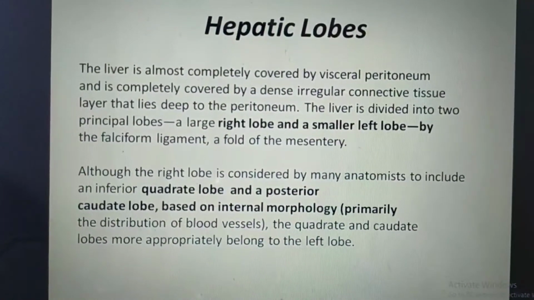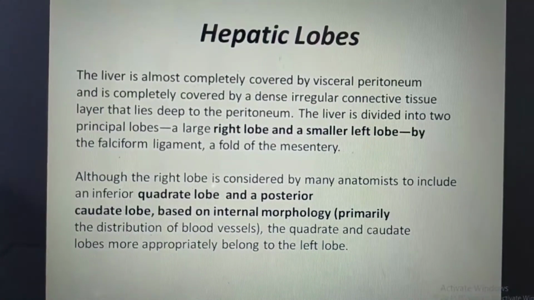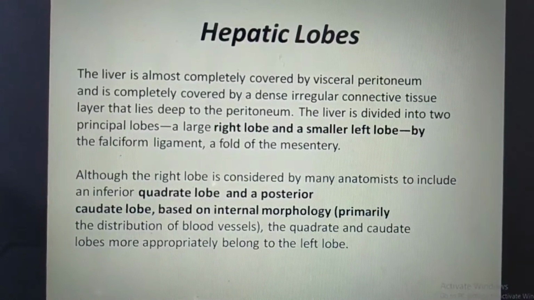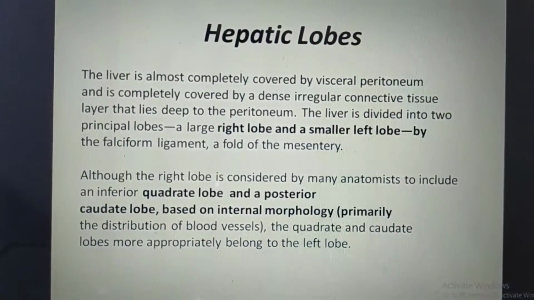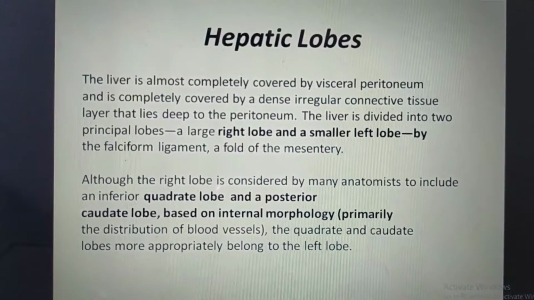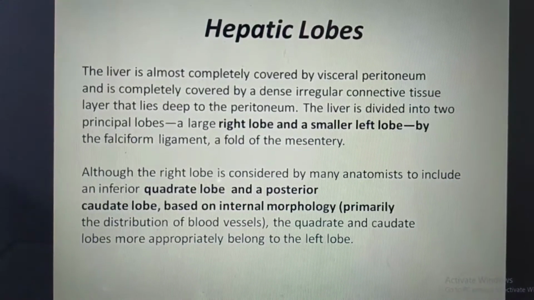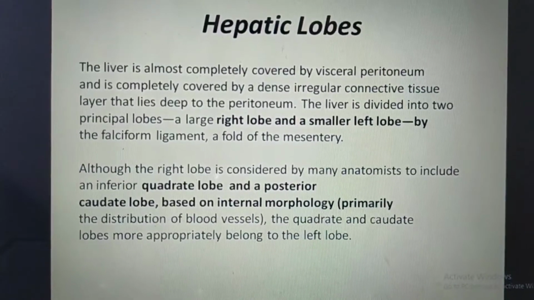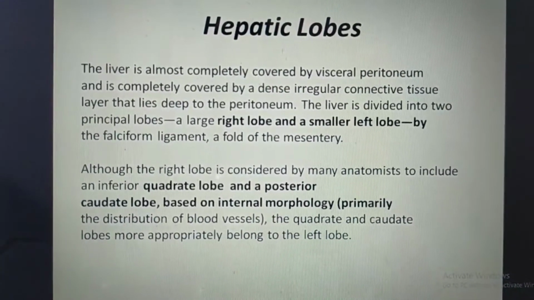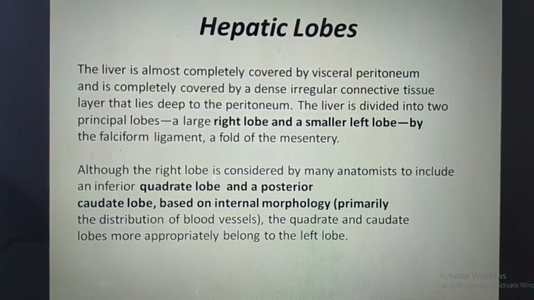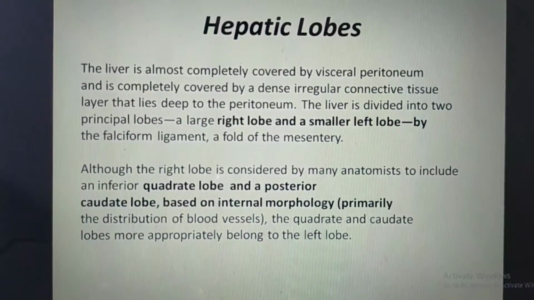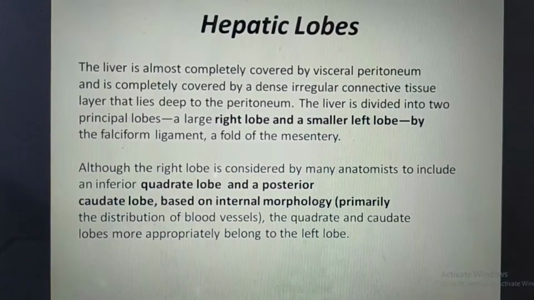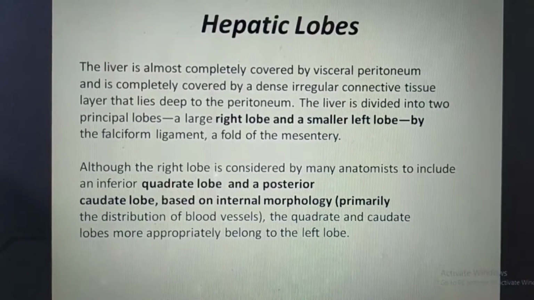Hepatic lobes. The liver is almost completely covered by visceral peritoneum and is completely covered by a dense irregular connective tissue layer that lies deep to the peritoneum. The liver is divided into two principal lobes, a large right lobe and a smaller left lobe, by the falciform ligament, a fold of the mesentery.